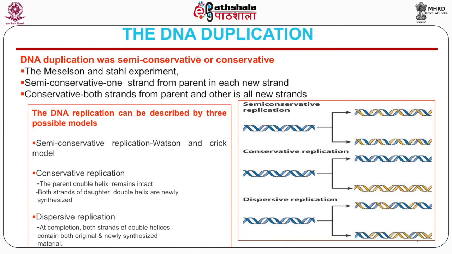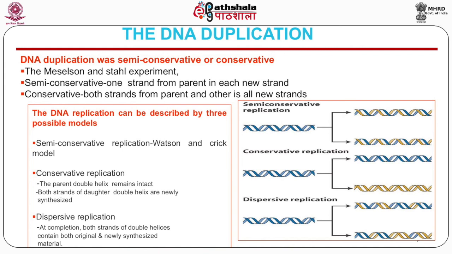One is known as conservative replication. The concept is that we have the two strands of the DNA, and two new strands are generated. So the parental strands and the daughter strands are completely separate, one is the old set, another is the new set. So that's the conservative replication mode, where two totally new strands of DNA are synthesized from two old strands.